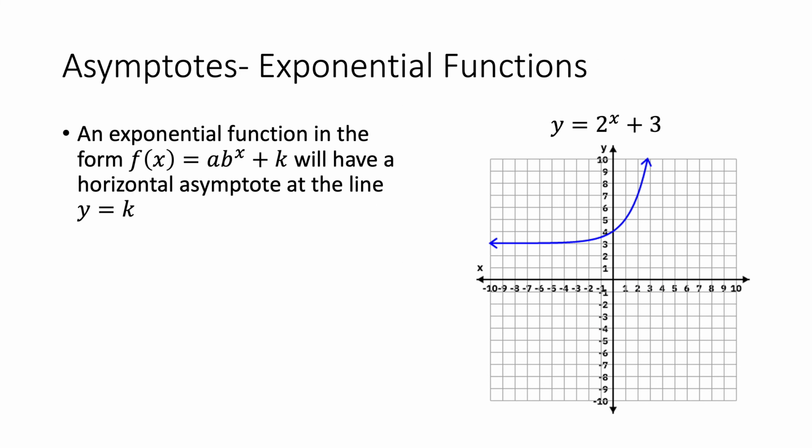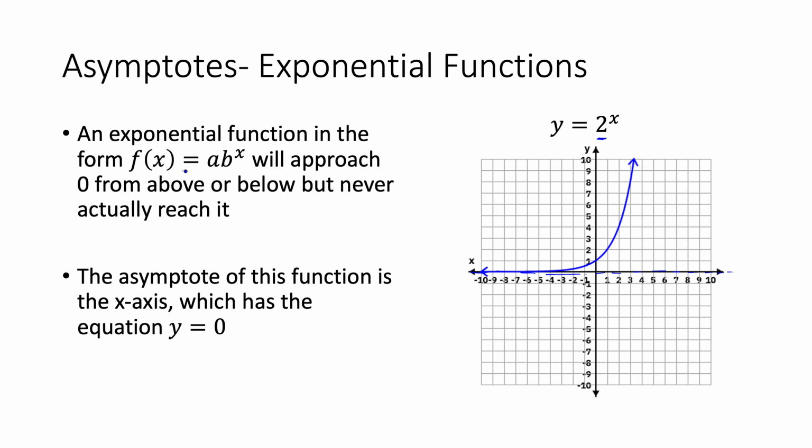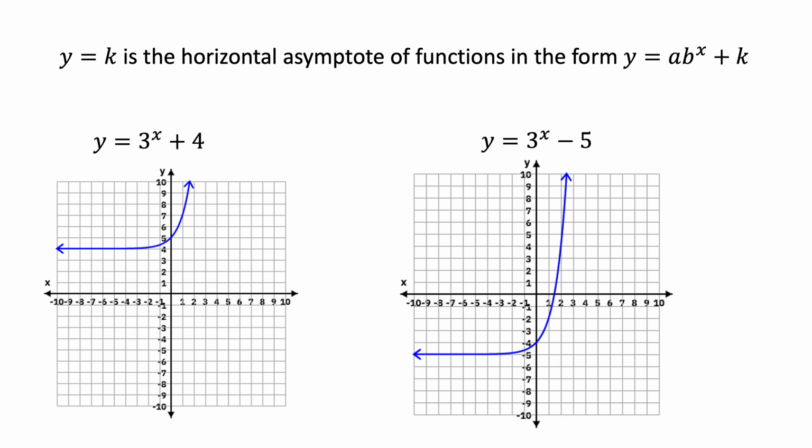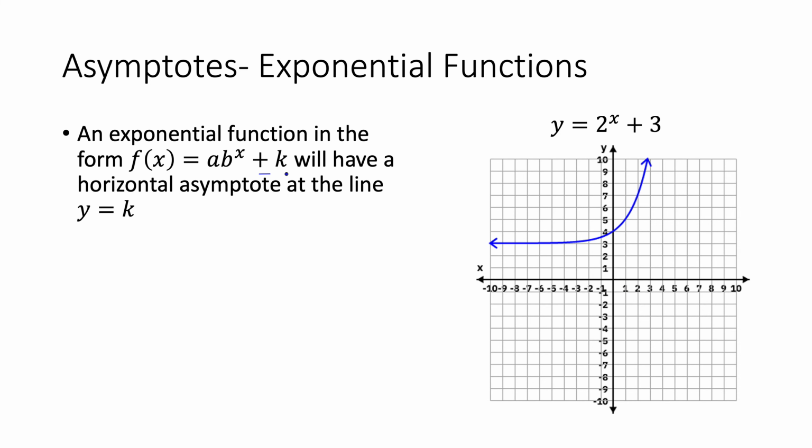If we have an exponential function in the form y equals ab to the x plus k, it's going to have a horizontal asymptote at the line y equals k. The difference here is that before we had y equals ab to the x, and here we have y equals ab to the x plus k. So if there's a number being added onto the end of the exponential function, that number is going to give you the horizontal asymptote.